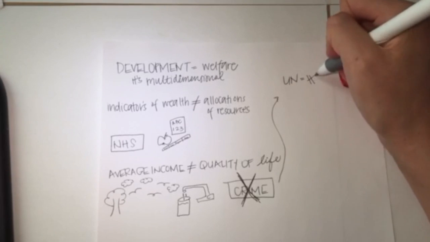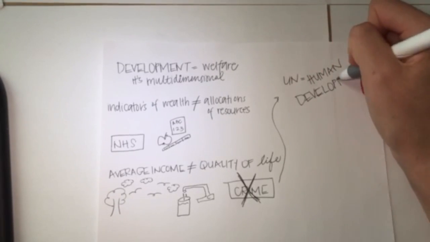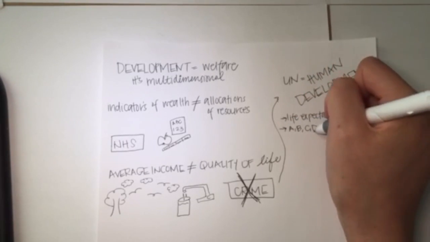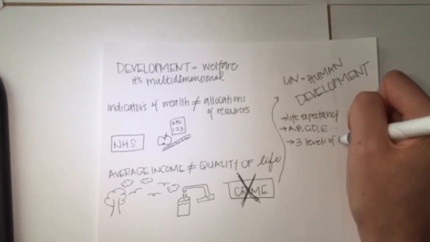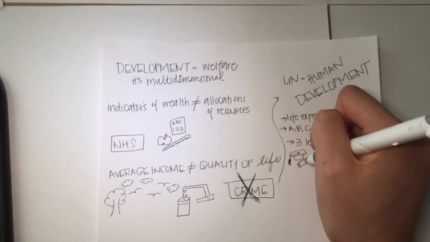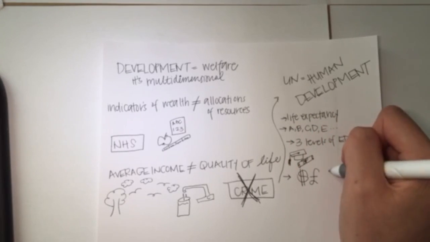As a matter of fact, recent United Nations documents emphasize human development measured by life expectancy, adult literacy, access to all 3 levels of education, as well as people's average income, which is a necessary condition of their freedom of choice.